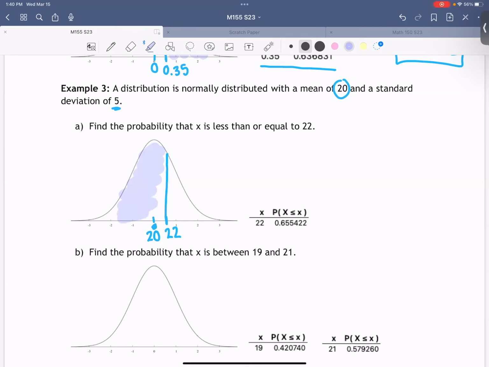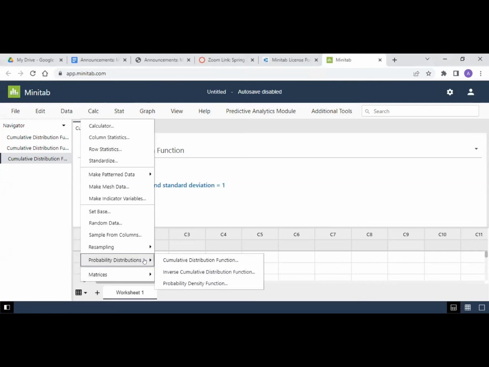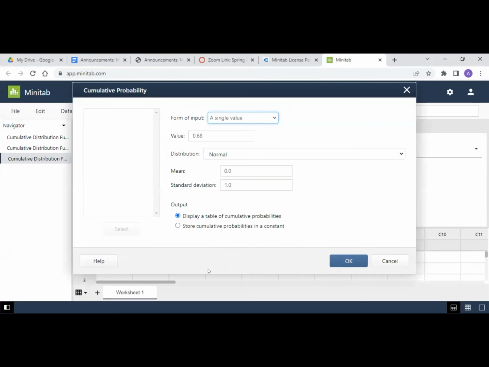And let me show you what I type into Minitab this time. Okay, so I think you already know what I'm going to do here, but just in case, let me show you what I'm typing in. Okay, same thing as we normally do. We click on Calc, probability distributions, cumulative distribution, same thing as we've always done, okay? The form of input and everything stays the same. The value is the value in the question that you're trying to find the probability of less than, okay? So in our question, we're asked about 22. So 22 is what I'm typing in for the value, okay?